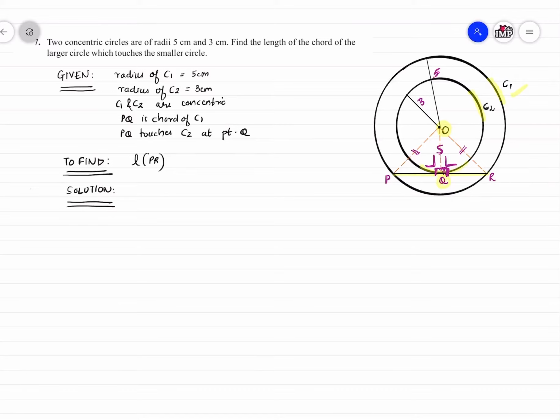Now, that means that PQ is equal to QR. Since PQ is equal to QR, you can say that the length of PR is twice that of PQ or twice that of QR. So even if you find the value of QR or PQ, you can find the length of PR. And that can be easily done by using the Pythagoras theorem. So let's see the solution.